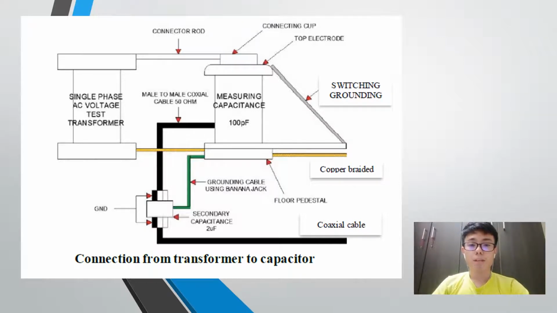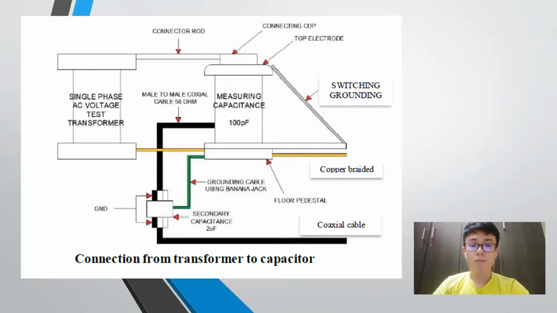A connecting cap is put on top of the top electrode so that the connector rod can be connected. The top electrode is put at the top of the measuring capacitor to avoid the corona effect. At the bottom of the measuring capacitor, a floor pedestal is used for the grounding system using a copper braid, which is connected to the lab grounding. A grounding switch is also used by touching the top electrode to discharge the equipment after the testing.